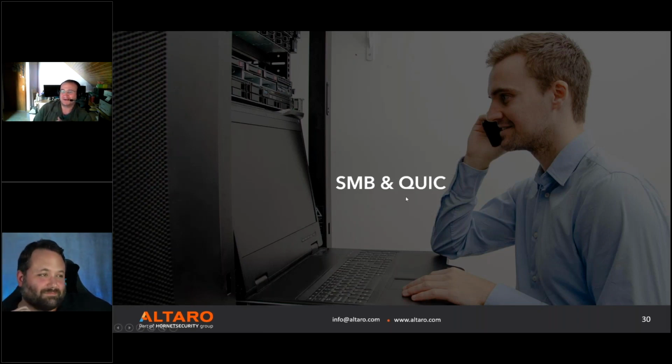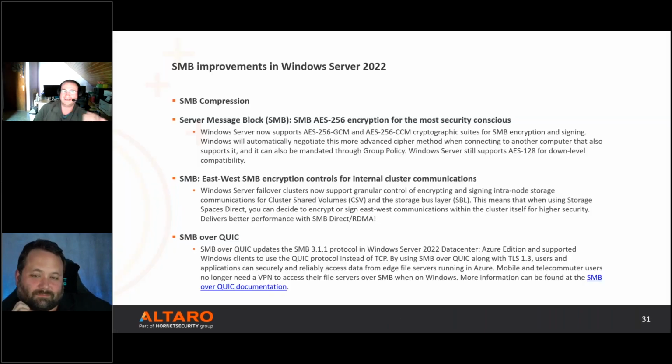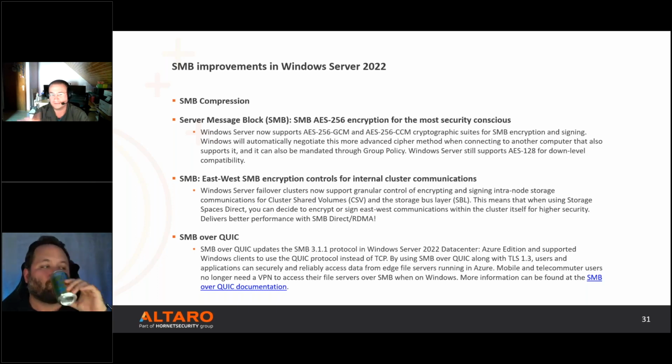Now let's go to some other improvements, SMB and Quick. What have we seen? SMB improvements in Windows Server 2022 is we now have SMB compression, and we'll talk about that shortly. We have better encryption, and that's not just nice for security, but they also have better encryption controls for the internal cluster. So that means that you will have separate control over signing and encrypting the traffic between CSV and the storage bus layer. And it will work a lot better with SMB Direct. It will give you performance there. So that's the good news.